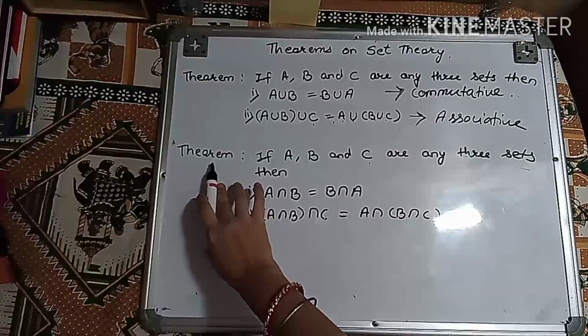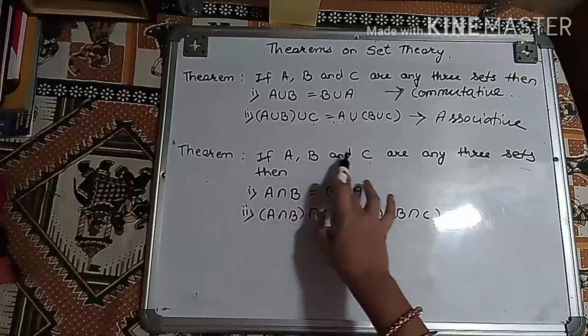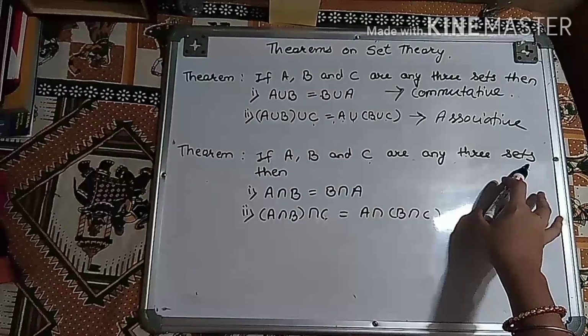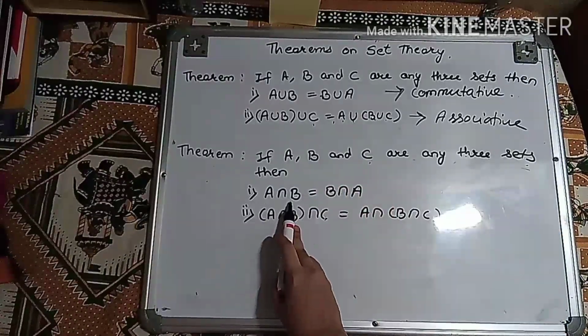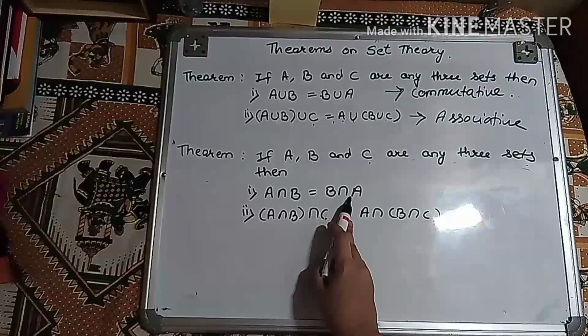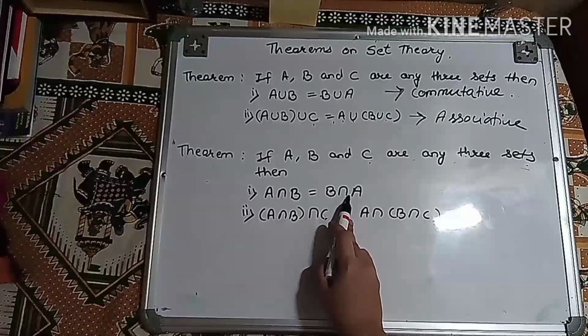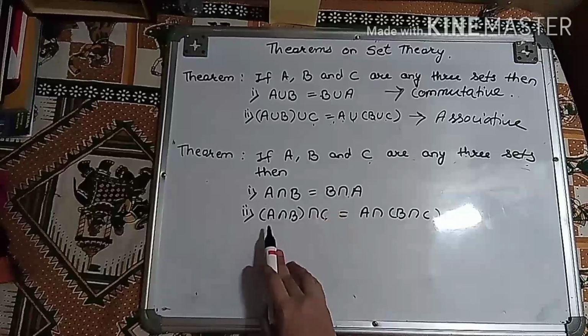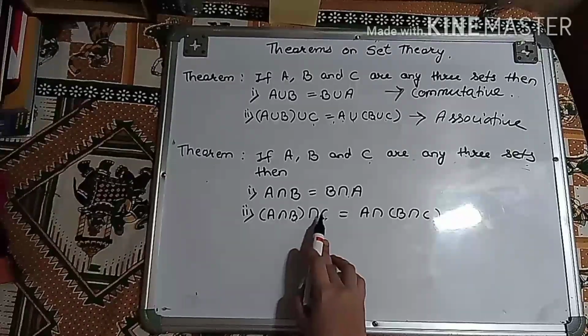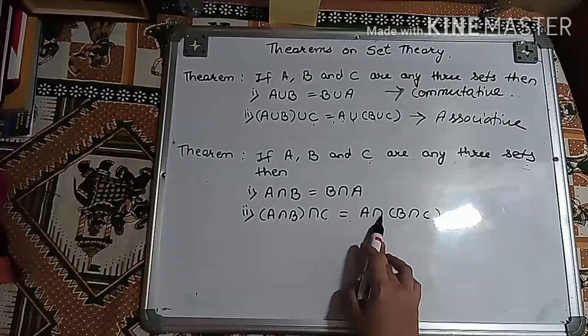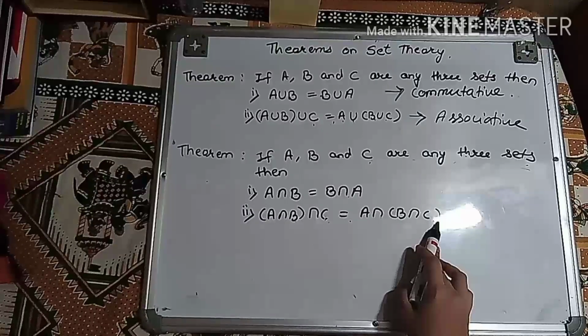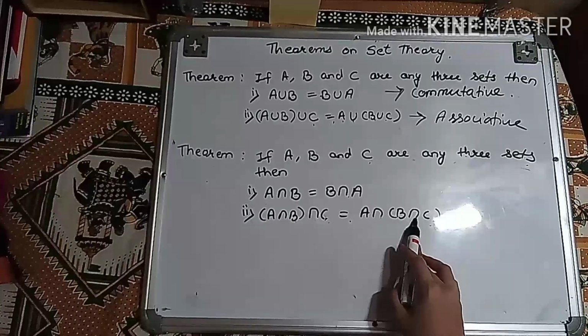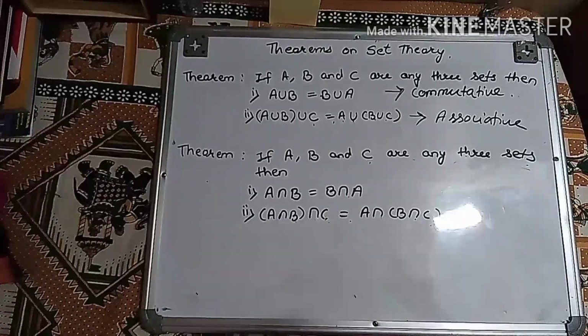Now considering the next theorem: if A, B and C are any three sets, then A intersection B equals B intersection A. This means that intersection is commutative. And (A intersection B) intersection C is equal to A intersection (B intersection C). This means that intersection is associative.